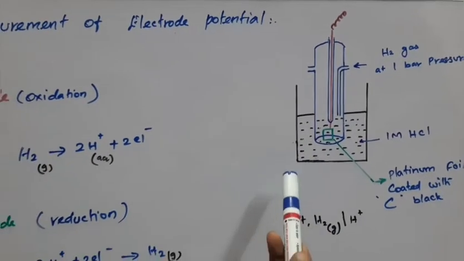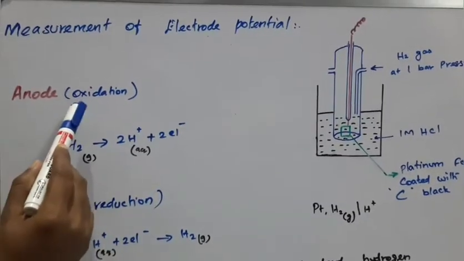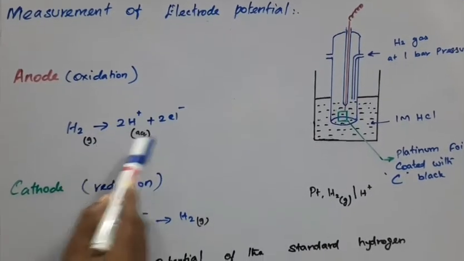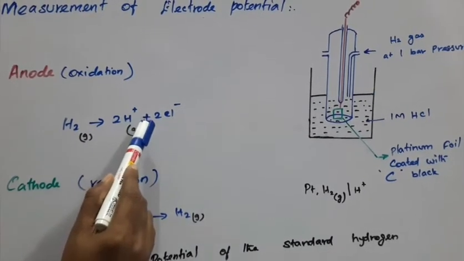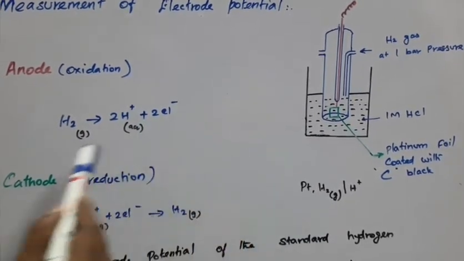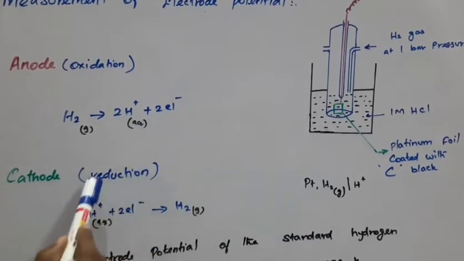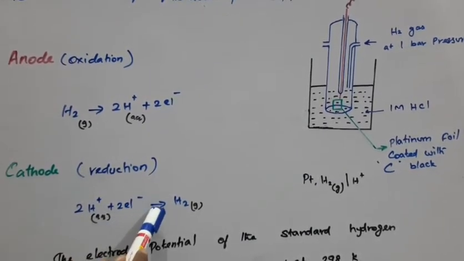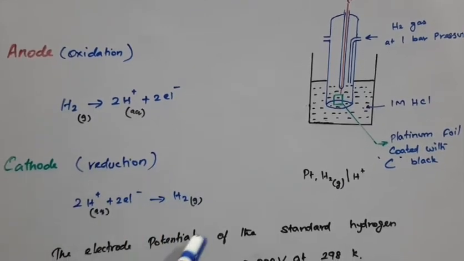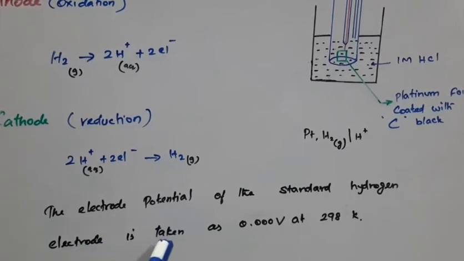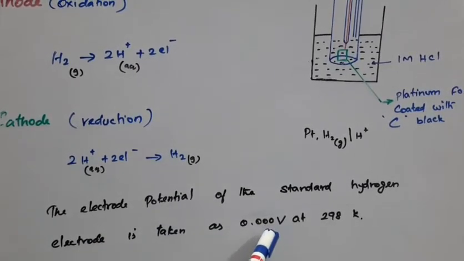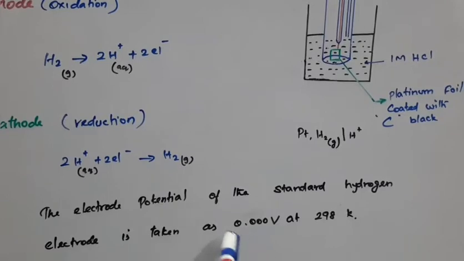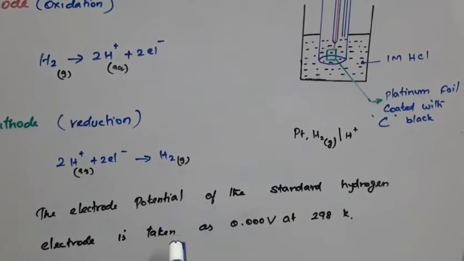Suppose it acts as an anode. Anode means oxidation reactions take place. The H2 gas dissolved in the HCl gets oxidized, losing 2 electrons. Suppose it acts as a cathode, then reduction reactions take place: the H plus ions in the solution gain 2 electrons and are reduced to H2 gas. So the standard hydrogen electrode potential value is 0.00, and that is why we take it as the reference electrode. Suppose we are going to calculate a single electrode potential for the half cell reactions.